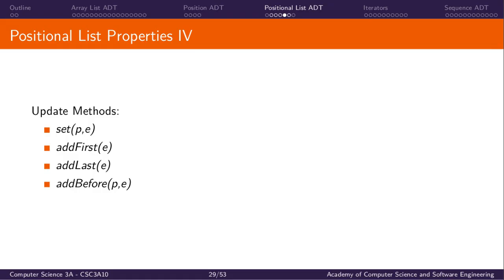Add first(E) would create a new position and add that to the beginning of our list. Add last(E) would create a new position and add that position to the end of our list. Add before(P, E) would simply create a new position, insert that before P, and store E within that.